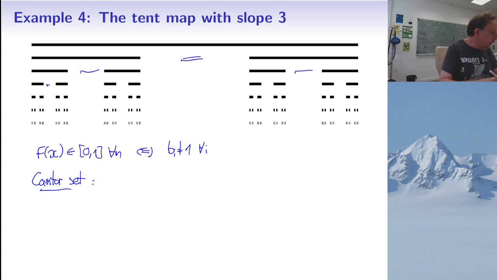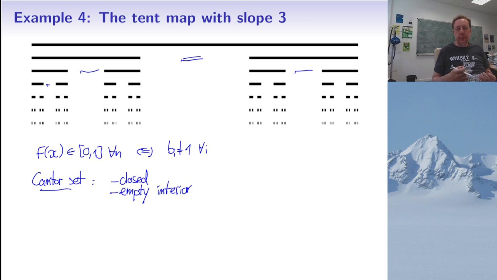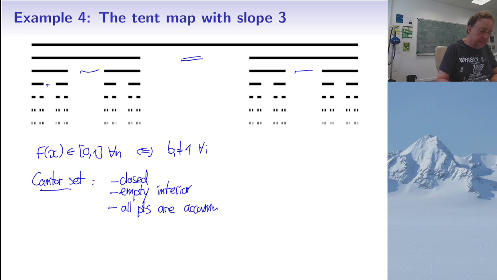So in general, a Cantor set is a set which is closed. So it is still a union of closed intervals. Or in other words, its boundary is contained in the set. However, it has an empty interior. So all points of the set are actually on the boundary, so any point will have a neighbor which is not in the set. And it has this property that all points of the set are accumulation points of other points in the set. So any point in the set can be seen as a limit of other points which are also in the set. So this Cantor set, as you may know, is actually a fractal set. So here we have indeed the appearance of a fractal set.